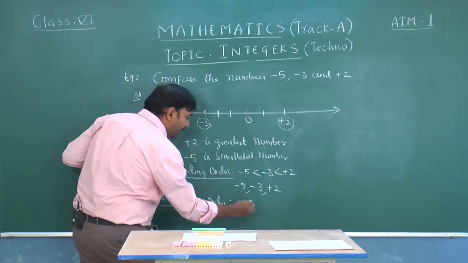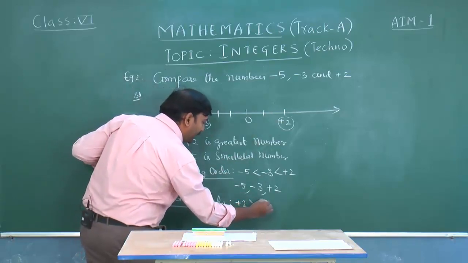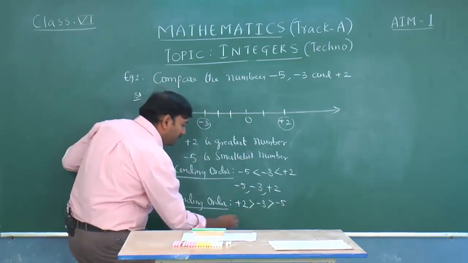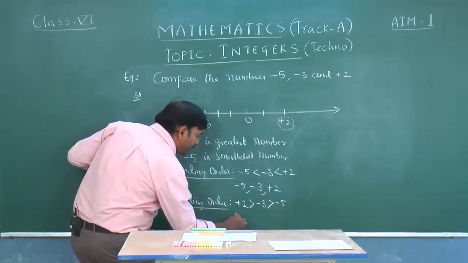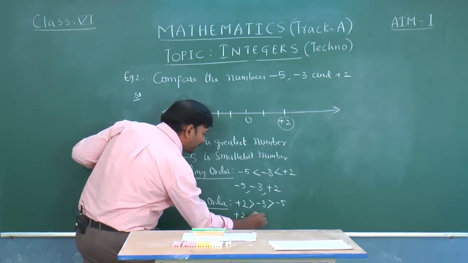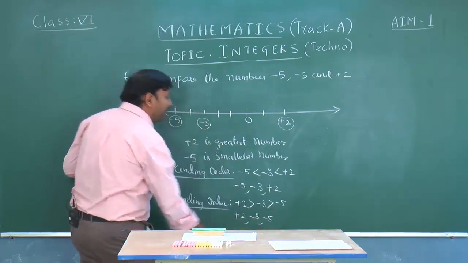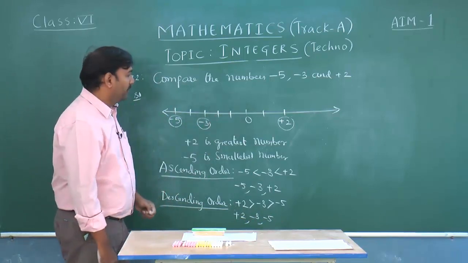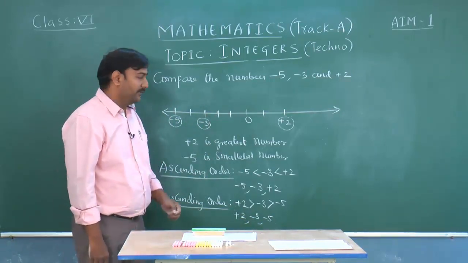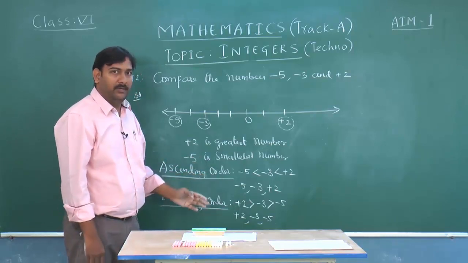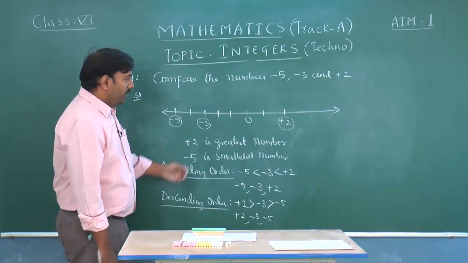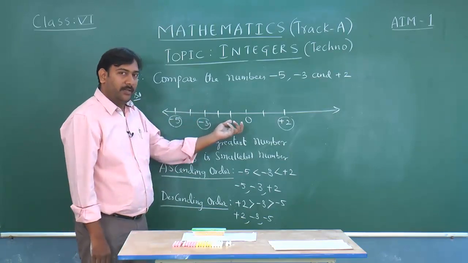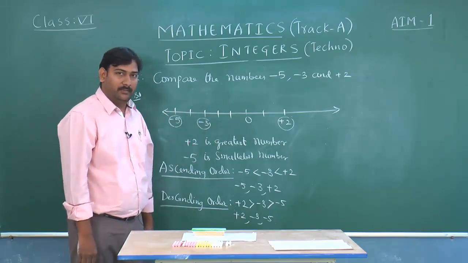Plus 2 is greater than minus 3, and minus 3 is still greater than minus 5. So obviously the descending order of the numbers is plus 2, minus 3 and minus 5. So here we have checked an example where we have compared the three integers and arranged them in ascending order and descending order. This is the example to check how to represent the numbers on the number line as well as to compare the numbers on the number line.